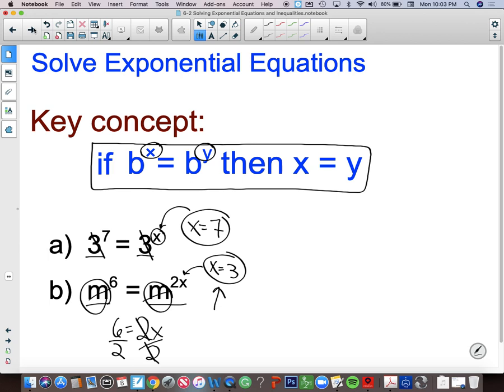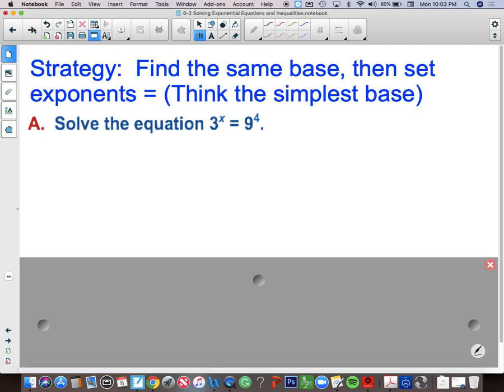All right, let's check it out. So the strategy here, since we don't have the same base, we don't have a 3 on both of those, is that we're going to find the same base and then set the exponents equal to each other. Okay, set the exponents equal.